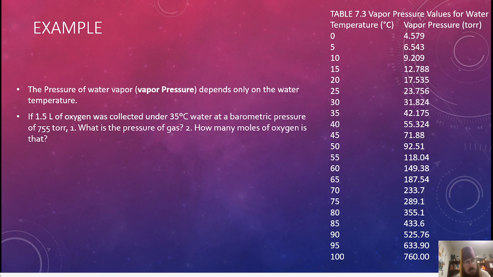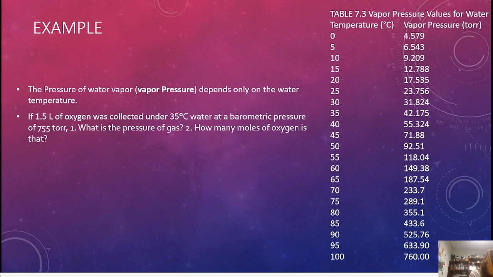Now, the question reads, if 1.5 liters of oxygen is collected over water at 35 degrees, at a total pressure of 755 torr, what is the pressure of oxygen, and how many moles of oxygen is that?